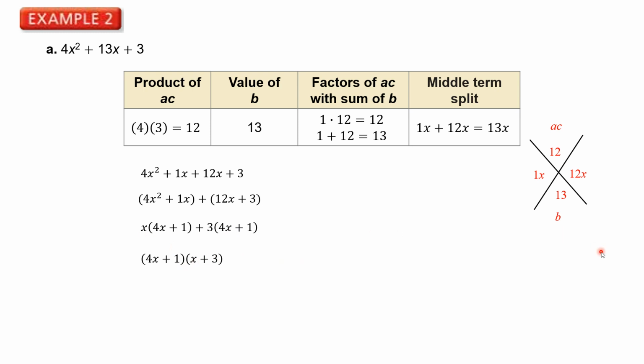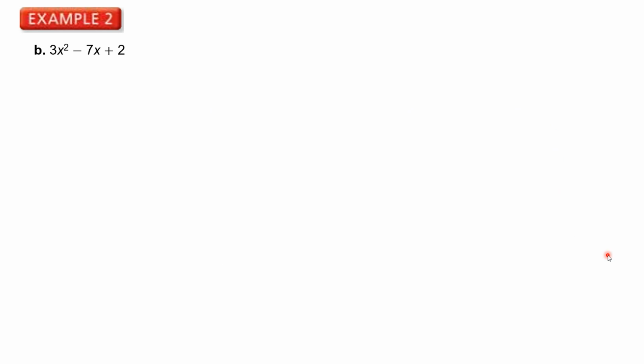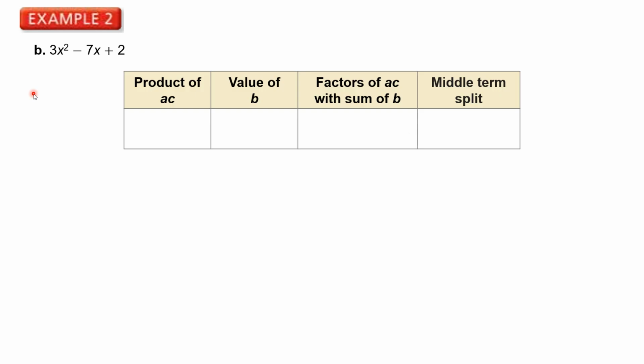Okay, next example. Part B of example 2 is 3x squared minus 7x plus 2. So let's just check, make sure that we don't have a GCF of any of the 3 terms, which we don't, and we didn't in the previous example either. We always should check that first. So same process. What's the product of A times C? And we're going to use our X cross method to organize our thinking. So A times C would be 3 times 2 is 6. So we're going to put 6 here. Then I want to find the value of B, which is -7, and I will put that here.